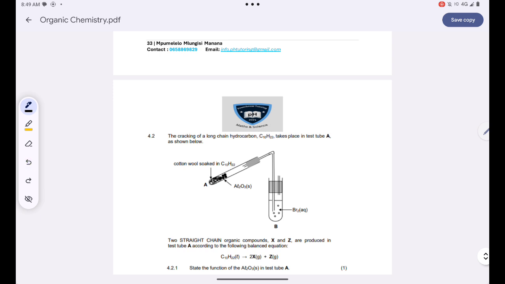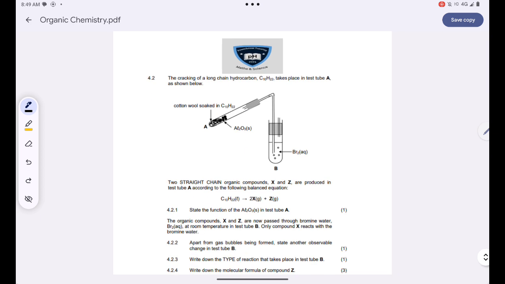Decane, it's an alkane that has 10 carbons. The cracking of a long chain hydrocarbon, which is decane, takes place in tube A as shown below. Cotton wool soaked in this decane, and then we have our catalyst over there. And that's test tube B. In test tube B, I believe they are reacting the product of cracking with bromine water.